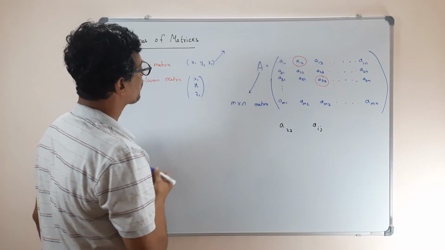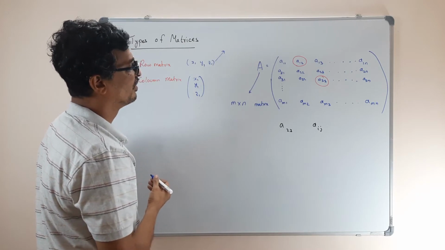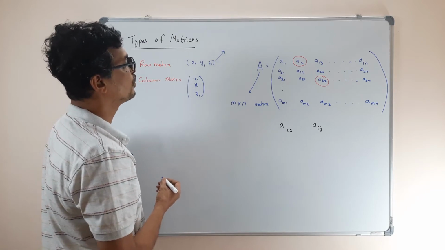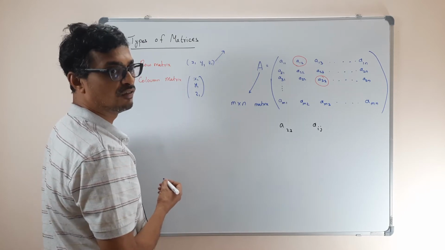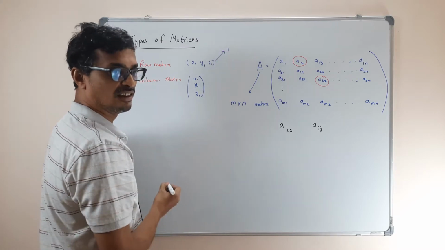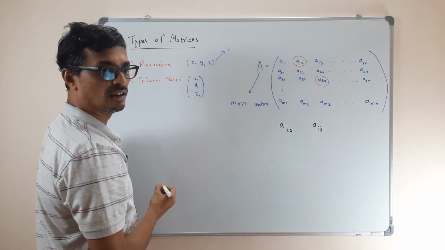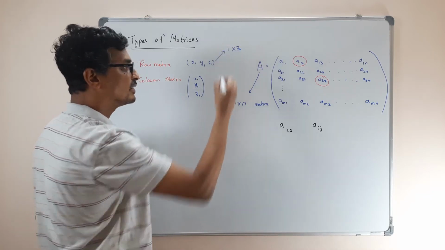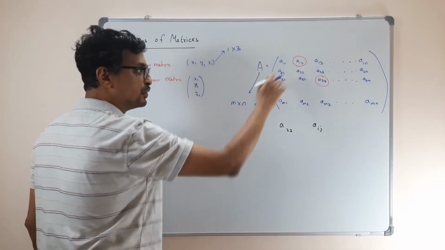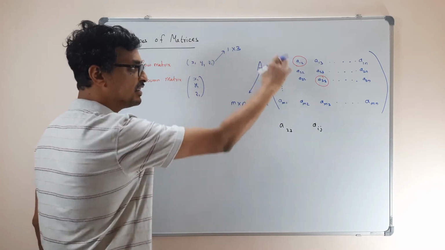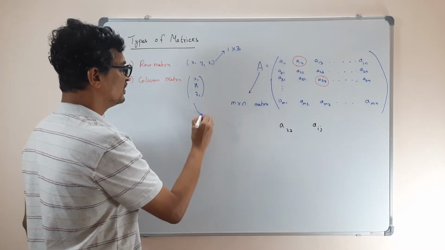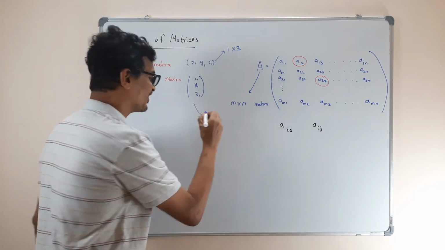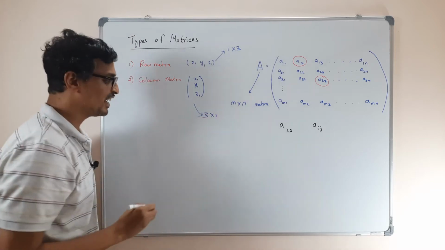For a row matrix, for example, how many rows? 1. How many columns? 3 columns. So it is a 1 cross 3 matrix. That's the number of rows multiplied by the columns. And this one will be 3 cross 1. Similarly you can find out others.